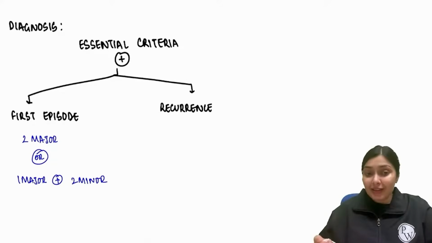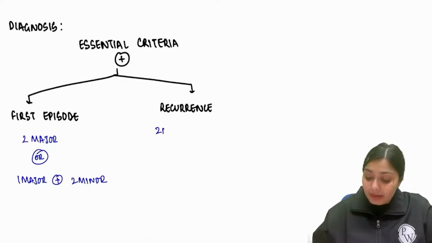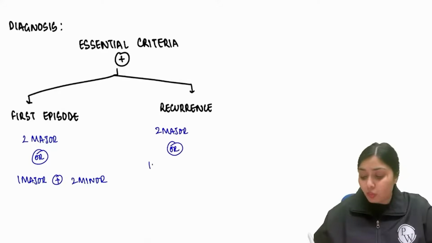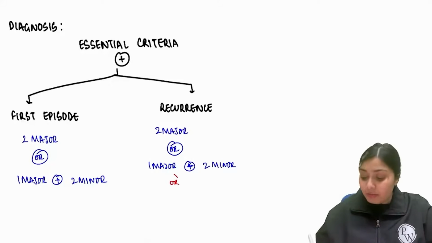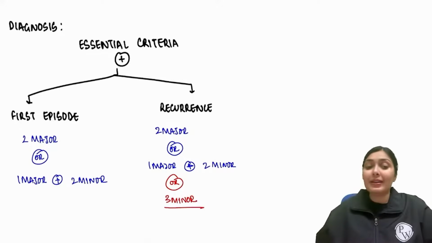And if it is a recurrent episode, then again I need 2 major or 1 major plus 2 minor. Along with that, 3 minor. In recurrent episode, 3 minor will also make that diagnosis. Right? So this is the diagnosis.